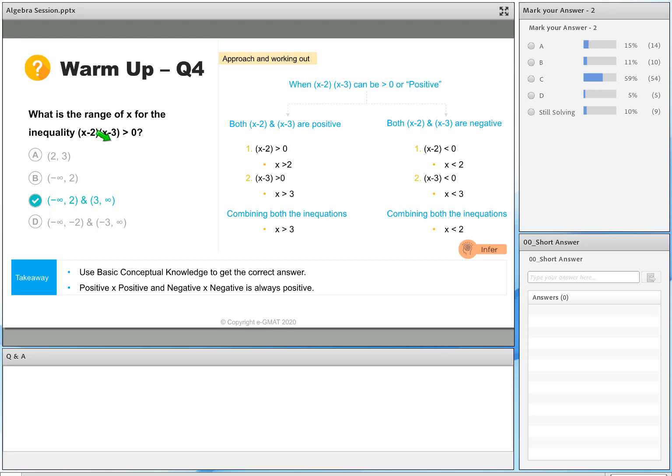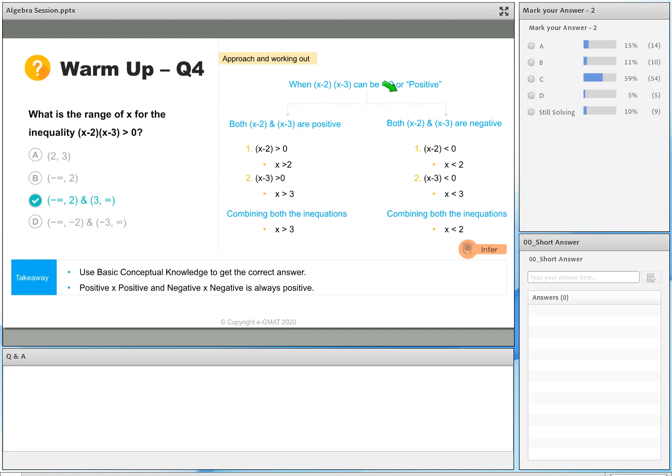The second method is the wavy line method, which is something that is more useful when it comes to more complicated inequalities, whether it's quadratic or cubic or fourth power. Everywhere that method is going to work. But right now, let's do it the conceptual way. So here it's a product of two numbers. There's one number x minus 2, another one is x minus 3, and the product is positive.